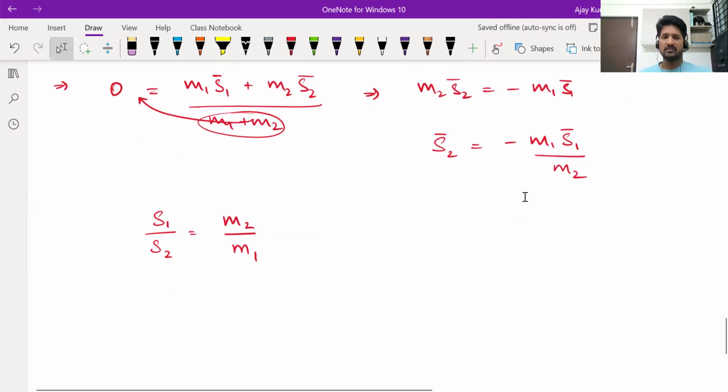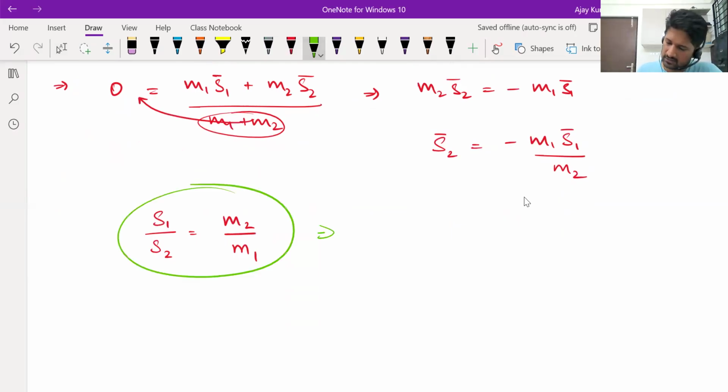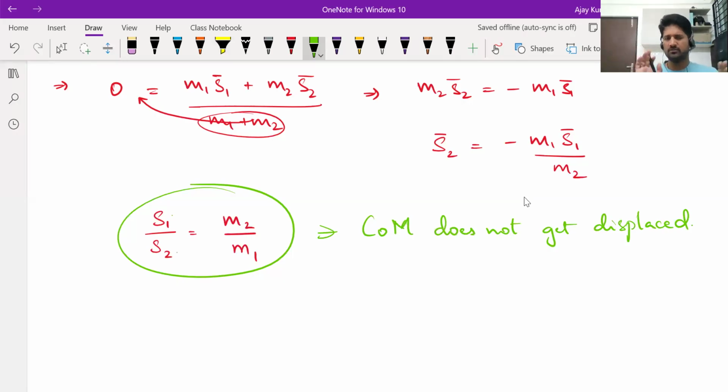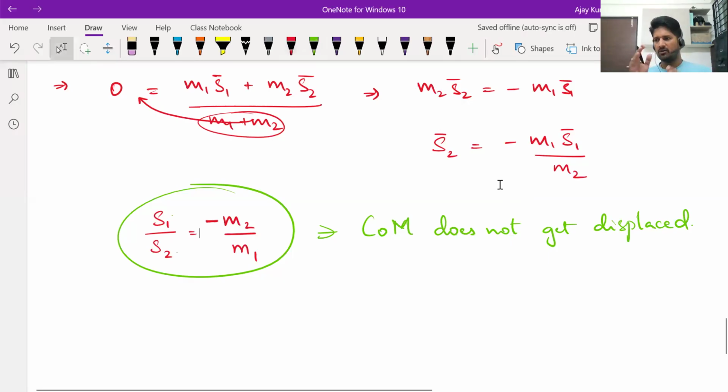Their displacements, okay, see, for what are we deriving the condition? Such that center of mass does not get displaced. That is what we are discussing now. So for the center of mass to not get displaced, their individual displacements should be in the ratio M1 by M2 with a negative sign, meaning they should be opposite to each other. Wait, I said M1 by M2. It is M2 by M1 with a negative sign, meaning they should be opposite to each other. So center of mass splits the line joining them in the ratio M2 is to M1.